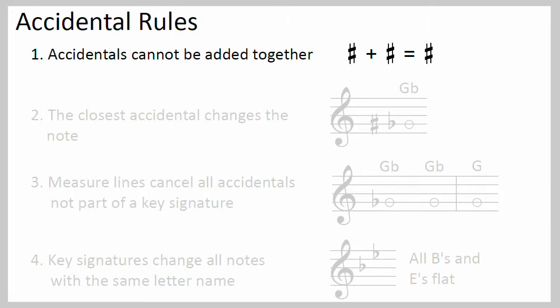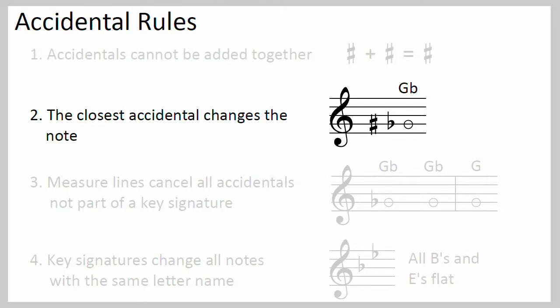The first rule is accidentals cannot be added together. A sharp plus a sharp is still one sharp. The second rule is the closest accidental changes the note. So a sharp followed by a flat before a note makes the note flat because the flat is closest to the note.